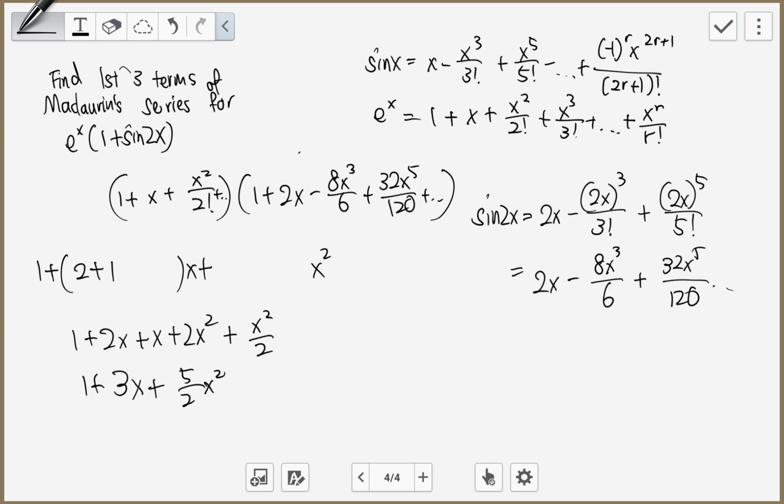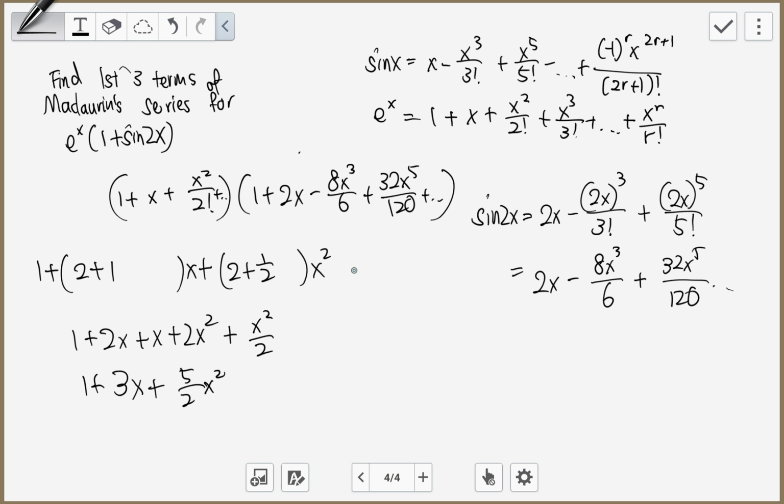But if we do it this way, we also get the same thing. x times 2x will give us 2x squared, so we want the 2. And x squared times 1 will give us x squared over 2, so we want this half. Is there any other term that will give us x squared? 1 times x squared over 2 gives us that, but we already did it. Is there any other term? No. So there will be 2.5, the same thing that we get here: 1, 3, 5 over 2.